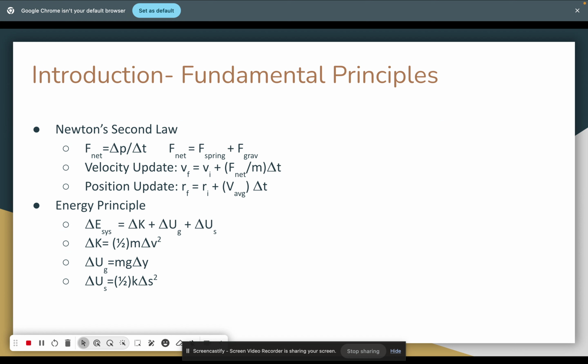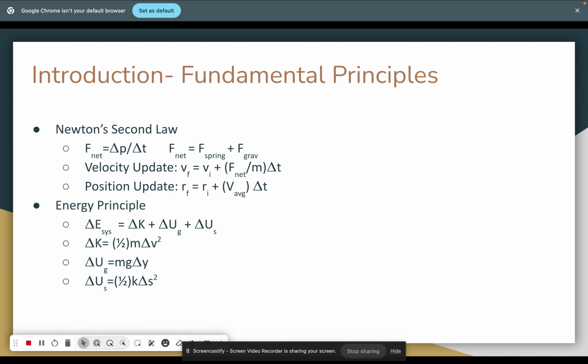The fundamental physics principles in this lab are Newton's second law and the energy principle. Newton's second law says that the net force is the sum of the spring force and the gravity force in this case, or more generally, the net force is the change in momentum over the change in time. And from Newton's second law, we also get the velocity and position update formulas, which are used in the computational model. The energy principle is that the change in the energy of the system is equal to the change in the kinetic energy plus the change in the gravitational potential energy and the change in the spring potential energy.